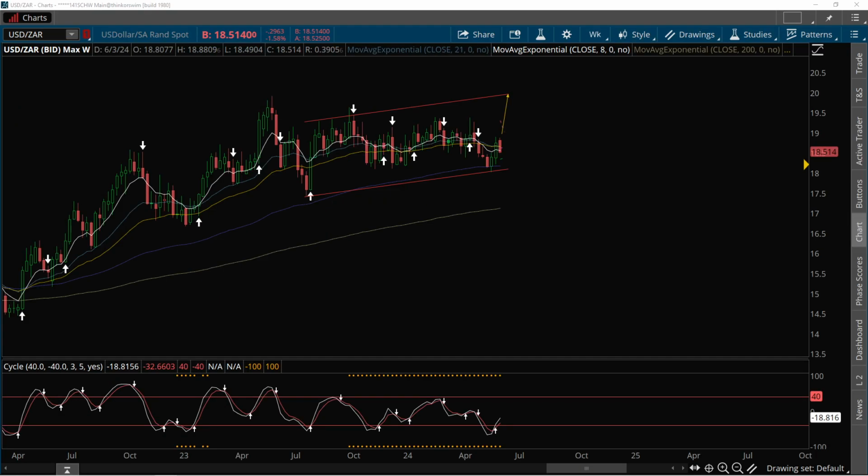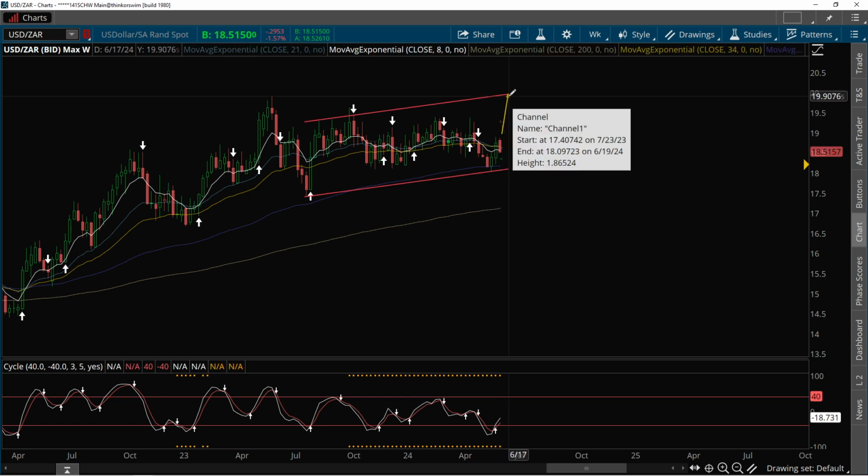So let's get started, and we'll start off here on ZAR, right? USD ZAR, we're looking for this C wave up. We're on a weekly chart. Last week we got a close above the 8, off the 89, and we're looking for an impulse up. This thing could go now.